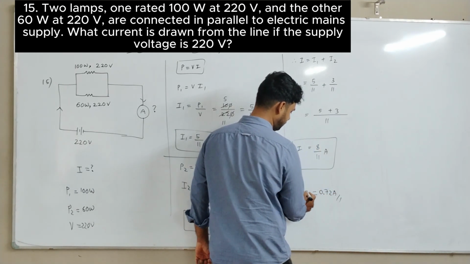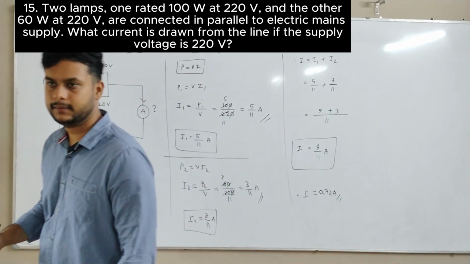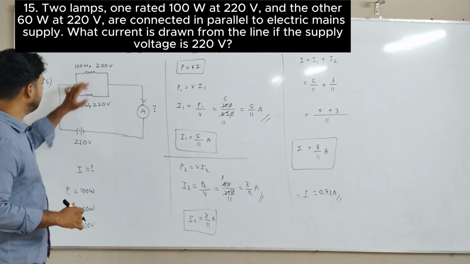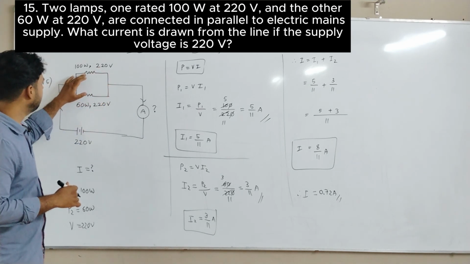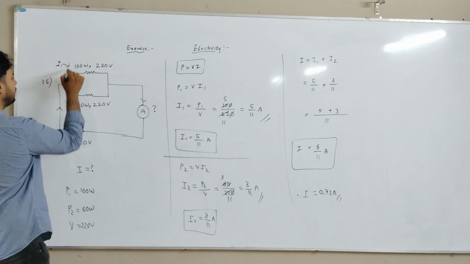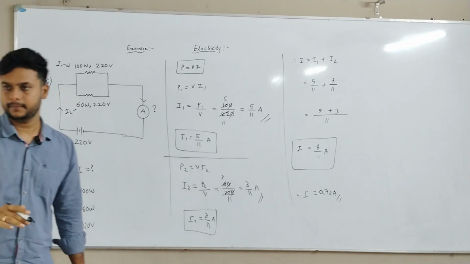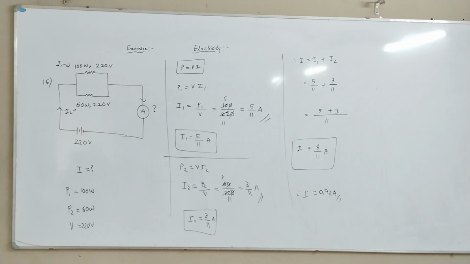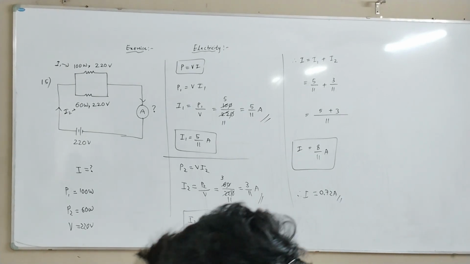Any doubts? Easy? See here, P1, V1, P2, V2 are given. V is constant, so take V. First find I1, then I2. This was I1, we'll find that first. Then I found I2, then I added I1 plus I2, I got my answer. Easy? Take it. Next one.